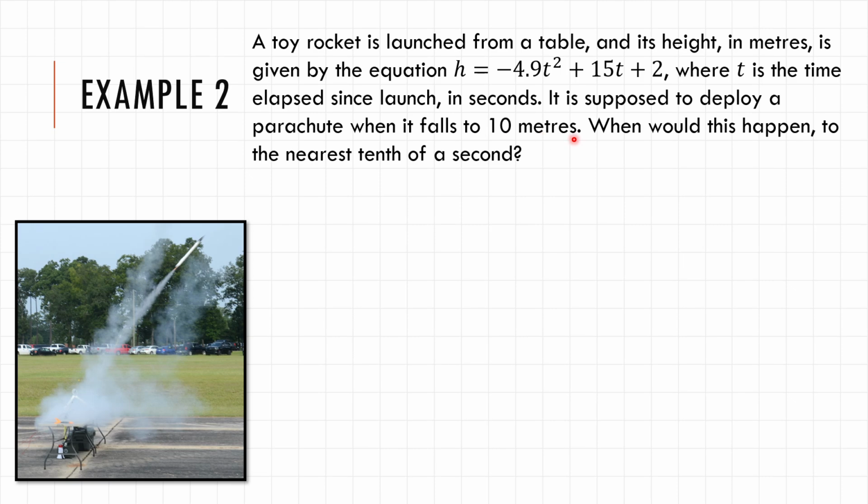So here we have two variables, right? H, which is the height in meters, and t is the time in seconds. See if you can figure out when that happens. Pause the video here and take as long as you need.